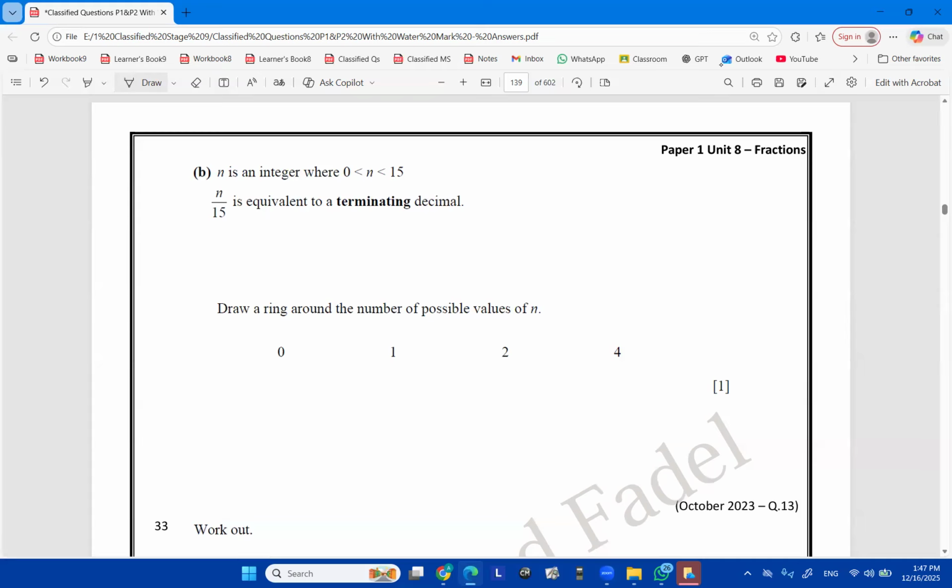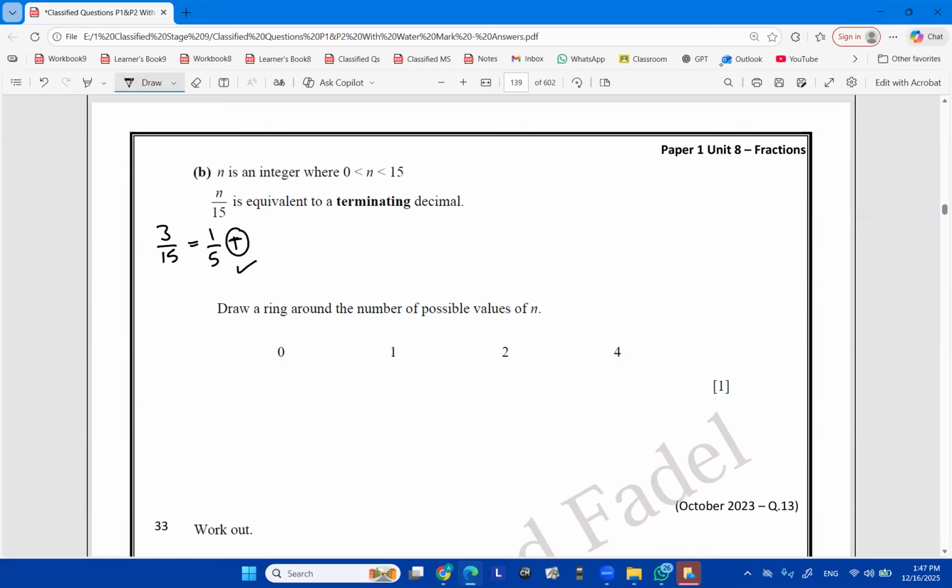1 over 15. No, Mr., 1 will not simplify the 15. 2 over 15. No, Mr., the 2 will not simplify the 15. 3 over 15. Yes, Mr., 3. 3 over 15 will simplify to 1 over 5, right? Which will be terminating. So I'm going to take it.